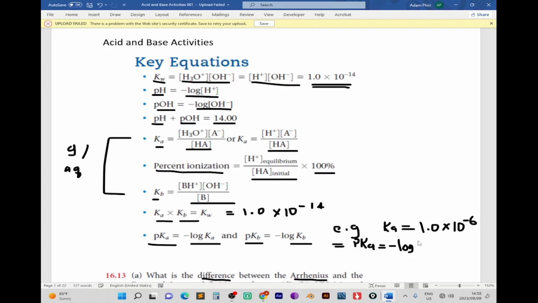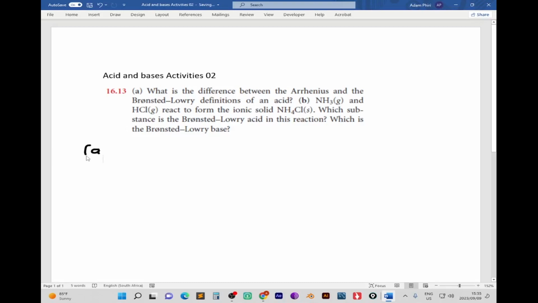That is for the chapter. So every chapter you should have the equivalent. And how do you know all those values? By memorizing them and also by doing the problems, as we will be doing today. So let's come to the activities. 16.13. You're required to find the difference between Arrhenius and Bronsted-Lowry definitions of acids.